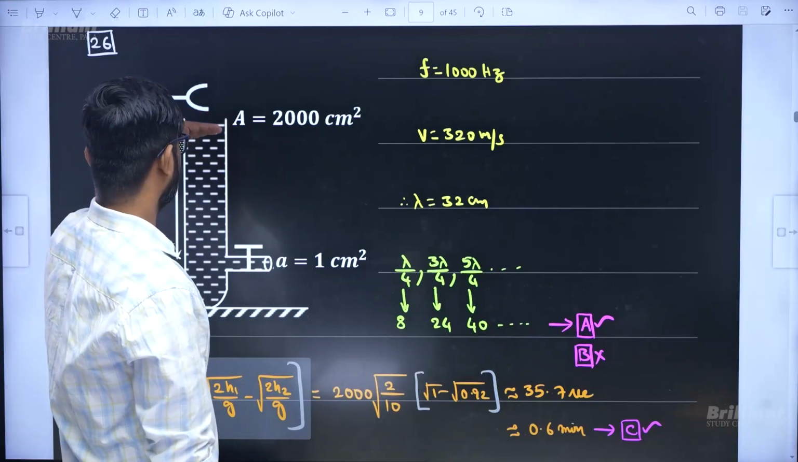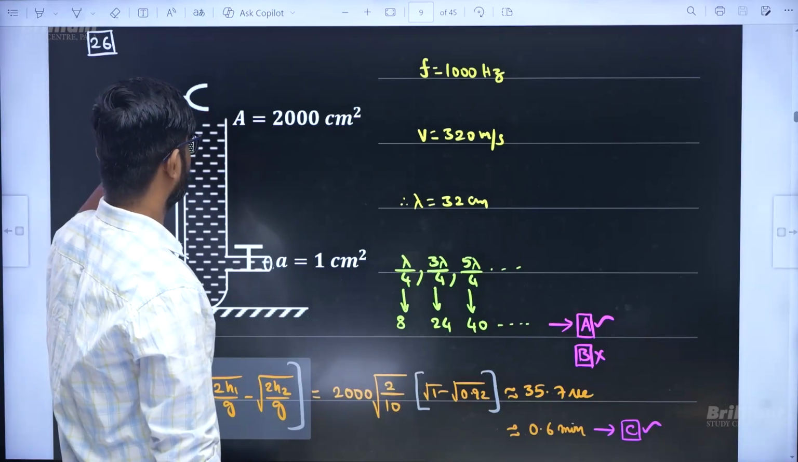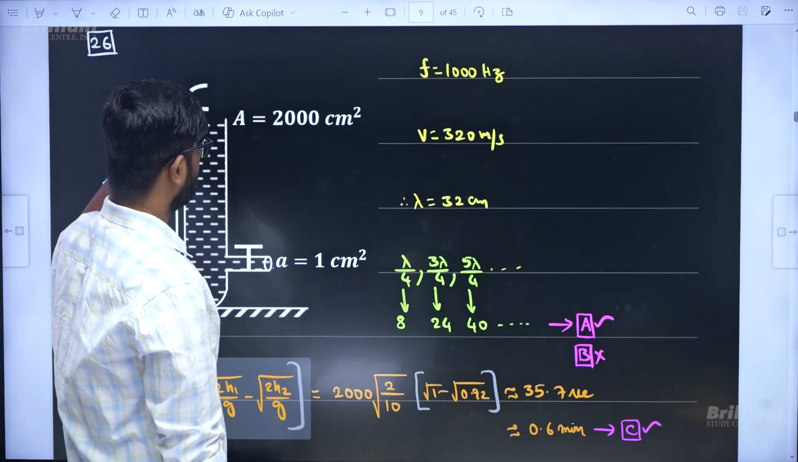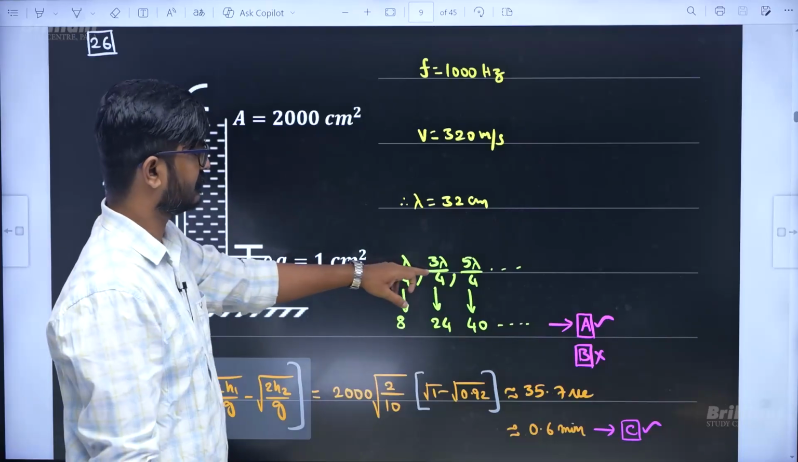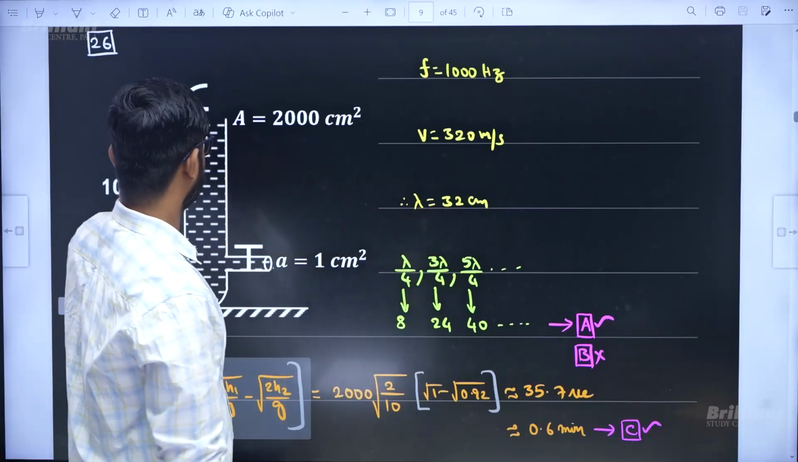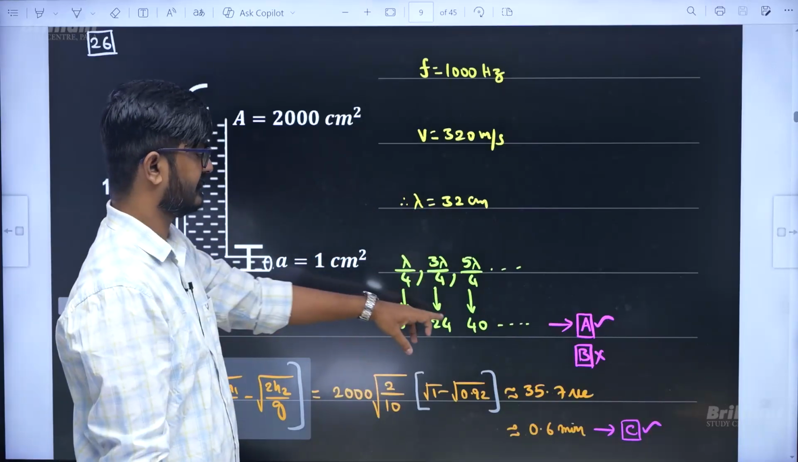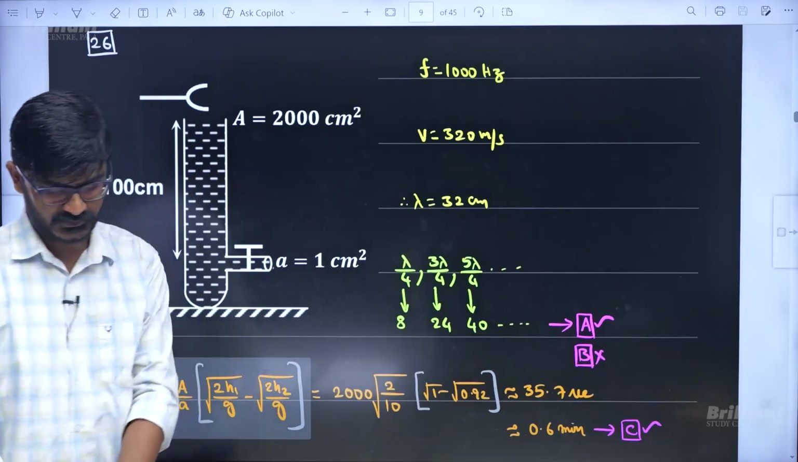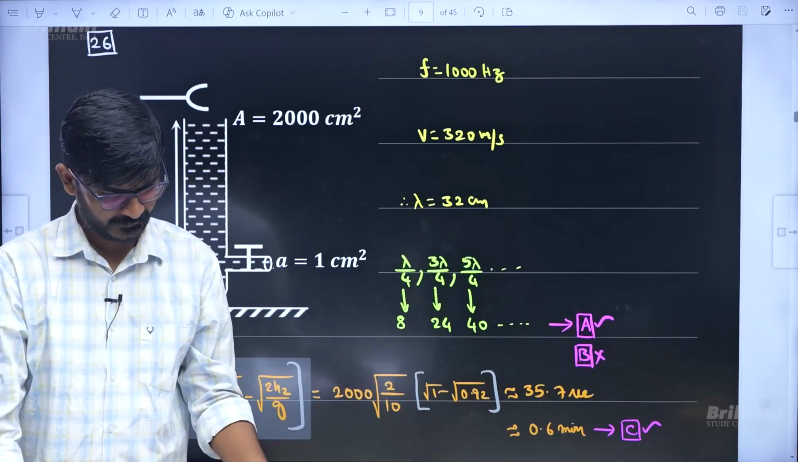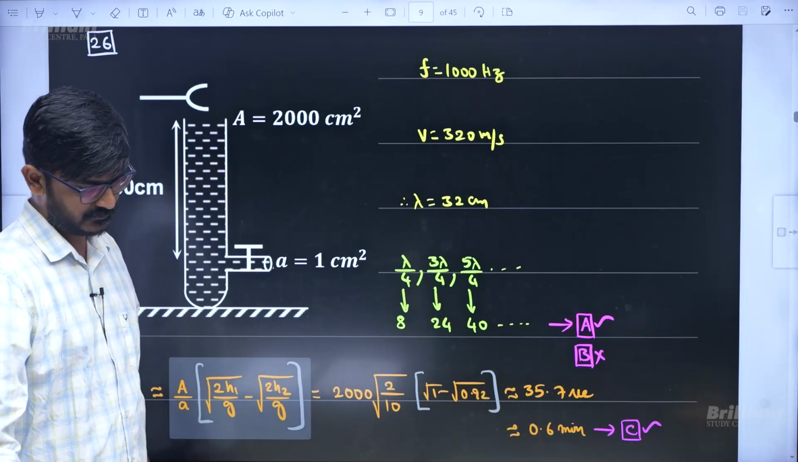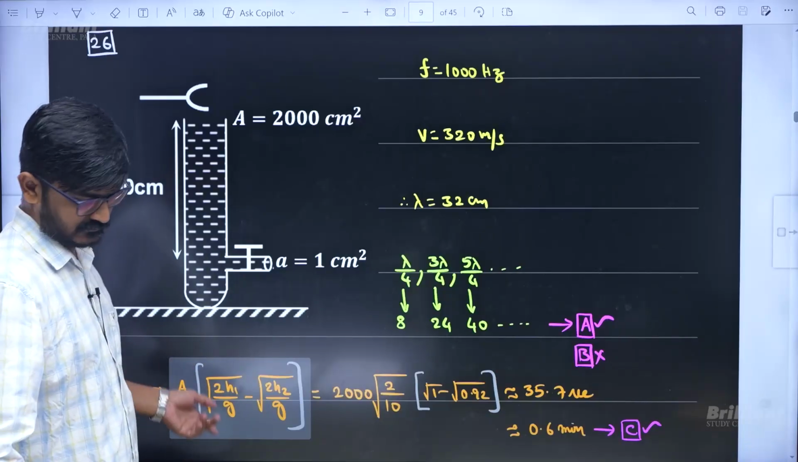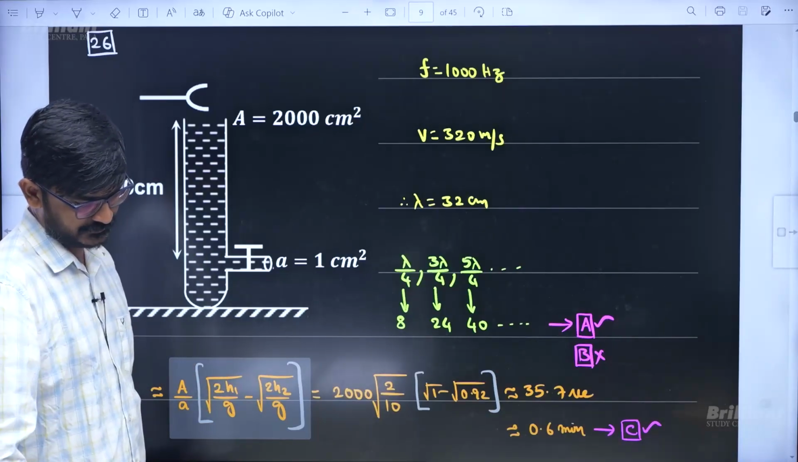Now when you keep dropping the water column, the first resonance is going to happen when this length is equal to lambda by 4, the second time 3 lambda by 4, then 5 lambda by 4. That is when it has dropped by distances of 8 centimeter, 24 and 40, which is going to give you option A. Option B is wrong. Then what is the time taken to drop?